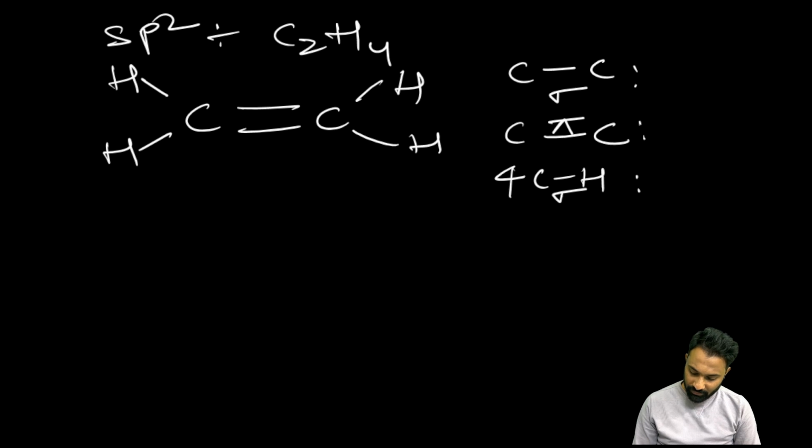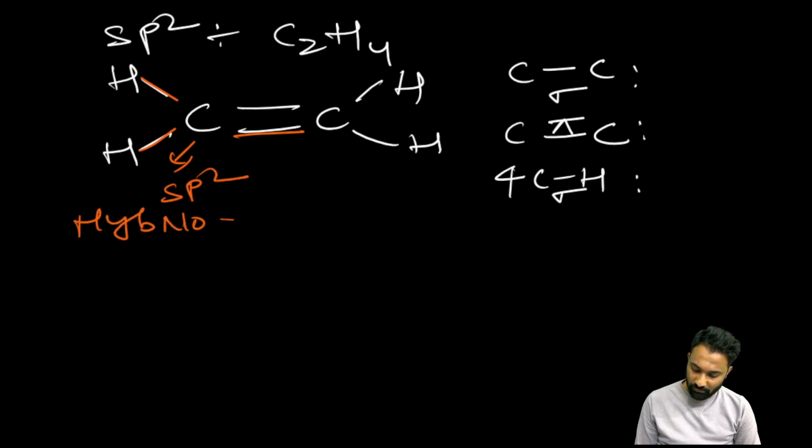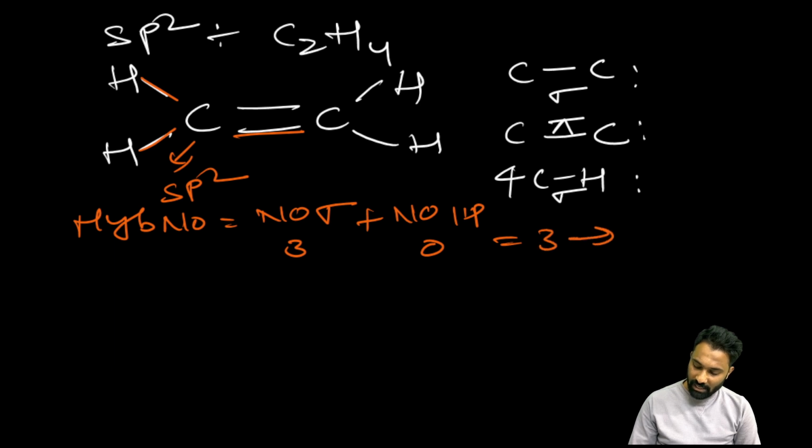How to find this carbon hybridization? Already I explained it. This is one sigma bond, this is two sigma bonds, and this is three sigma bonds. These three sigma bonds mean the hybridization will be sp2, because the hybridization number equals the number of sigma bonds, 3, plus the number of lone pairs, 0, which equals 3. If the hybridization number is 3, that is sp2. Done. This carbon is sp2 and this carbon is sp2.